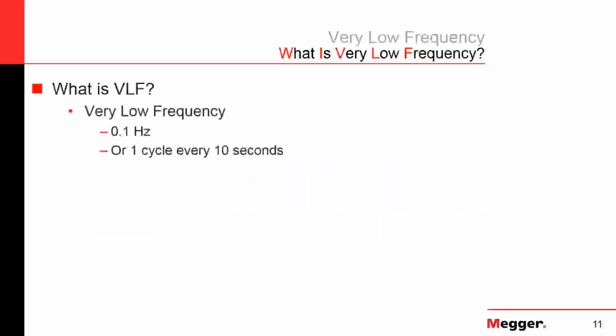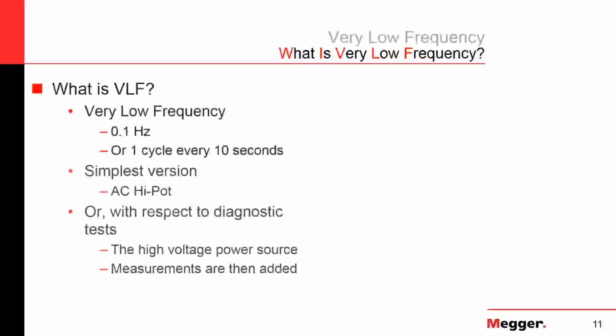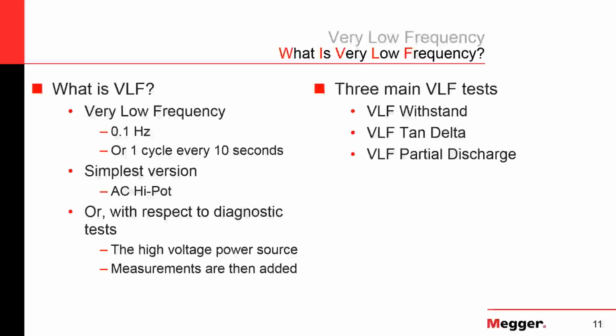So what is very low frequency? Fundamentally, it's an AC high pot that cycles at 0.1 hertz or one cycle every 10 seconds. And when we talk about our diagnostic tests, our tan delta and VLF, our tan delta and partial discharge, the VLF becomes the high voltage power source that we then add measurements to. There's three main VLF testing technologies: VLF withstand, VLF tan delta, and VLF partial discharge. And we'll talk about each of those in turn.